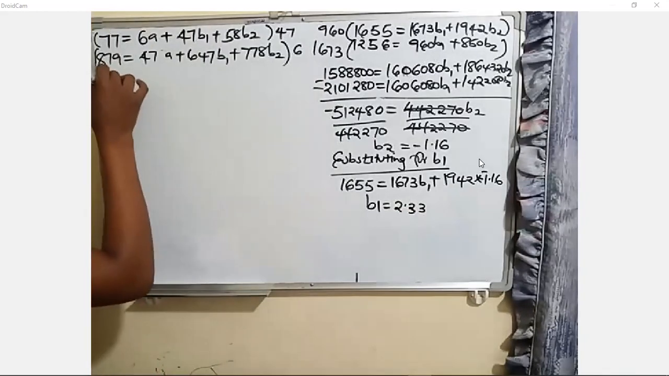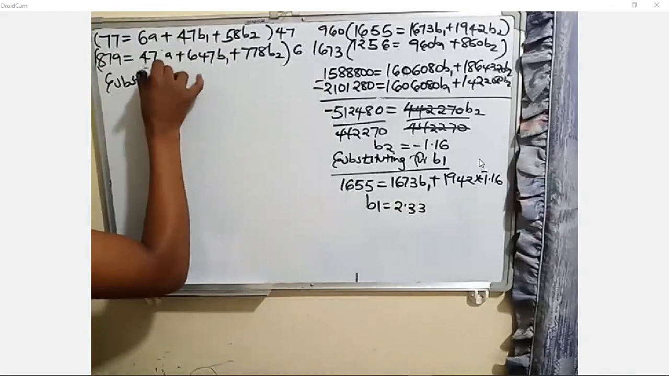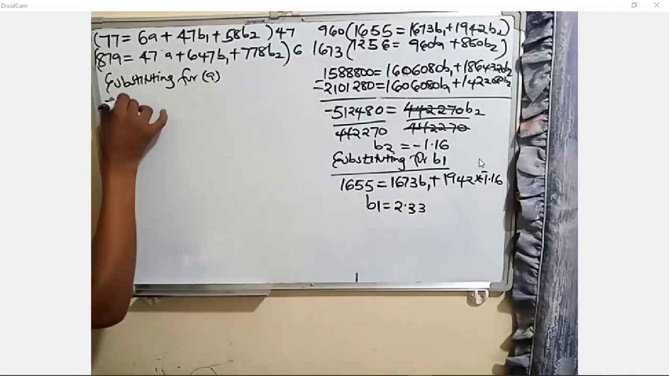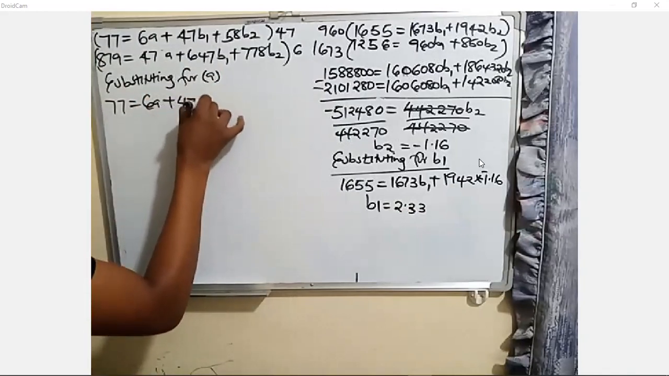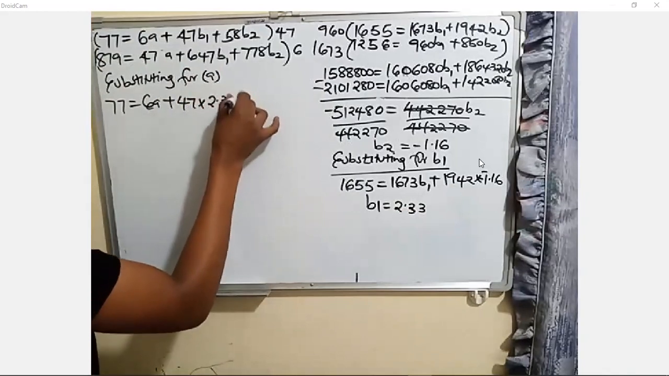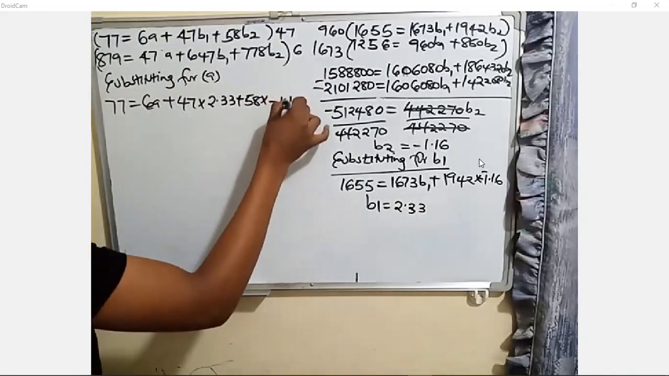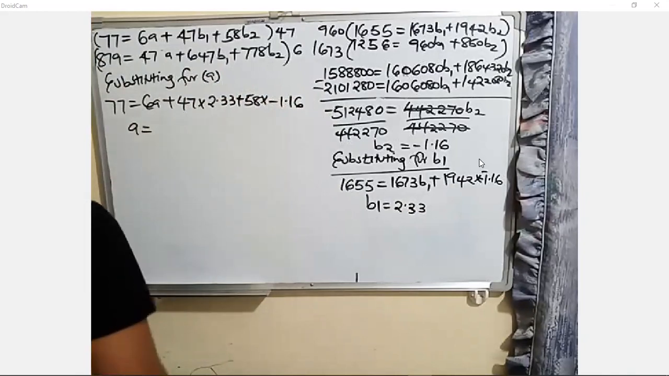From there you substitute for A. So we say 77 is equal to 6A, which we don't know, plus 47 times the value of B1, which is 2.33, plus 58 times the value of B2, which is negative 1.16. Someone give me the value of A.